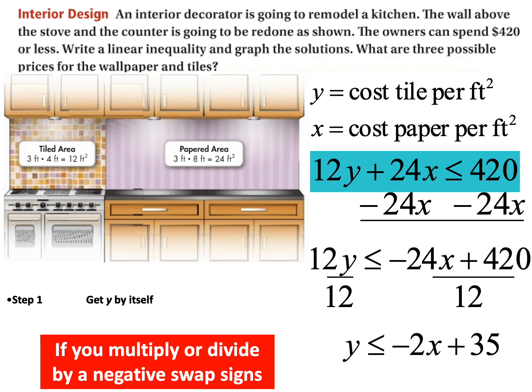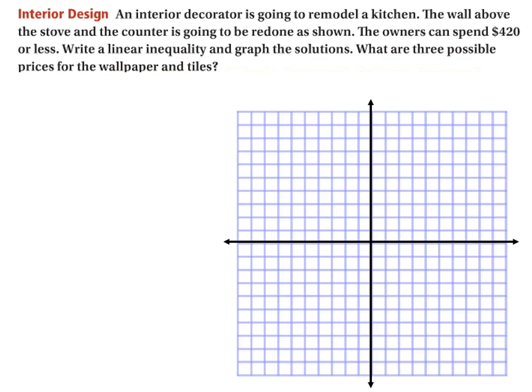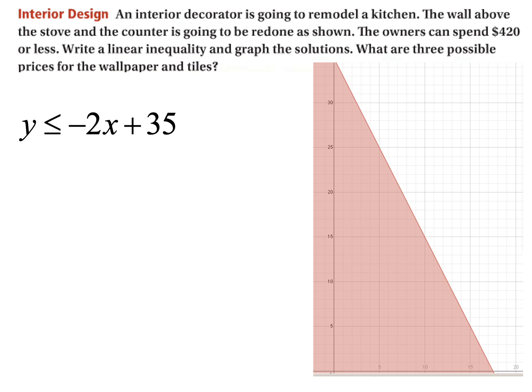So if I were to graph y is less than or equal to negative 2x plus 35, if I were to graph that, well, it would be kind of hard since those squares go by one. So I probably would change the values of those if you were forced to graph on this. The other thing too is remember you can't spend negative dollars. Therefore, I'm only concerned with what happens in quadrant one where everything is positive. Now I went ahead and had the computer graph it for me. There's my graph right there.